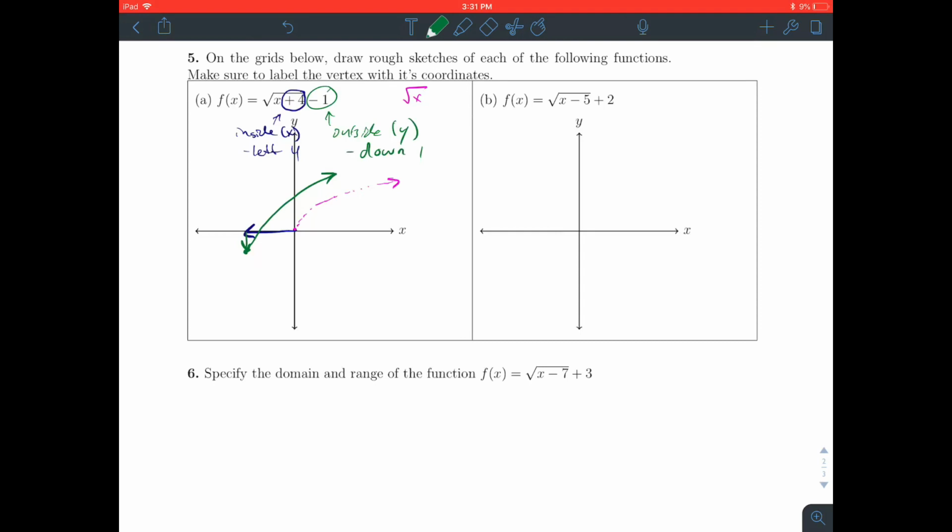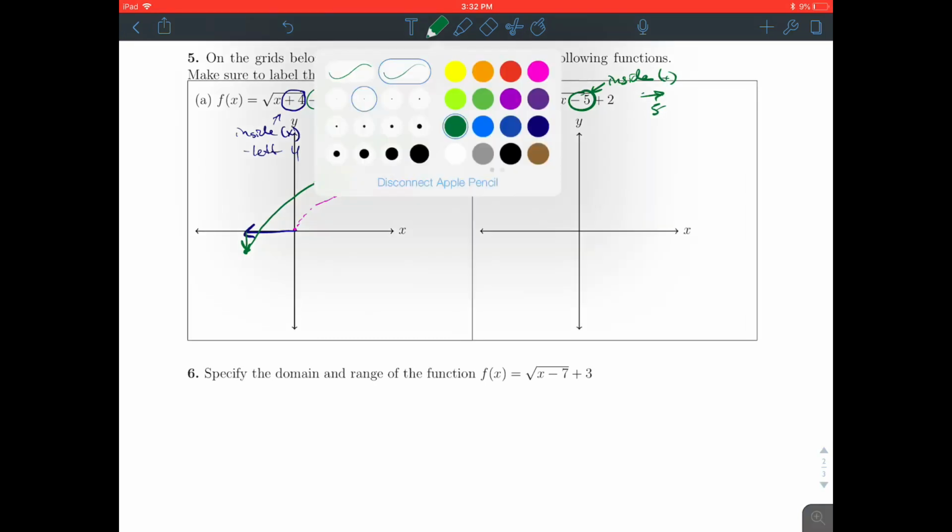Oh, sorry. So f of x is equal to the square root of x minus 5, plus 2. So this is an inside transformation. This will move us in the x direction, opposite of what we expect. So you might think that minus 5 is back 5, but since it's the opposite of what we expect, minus 5 moves us right 5.